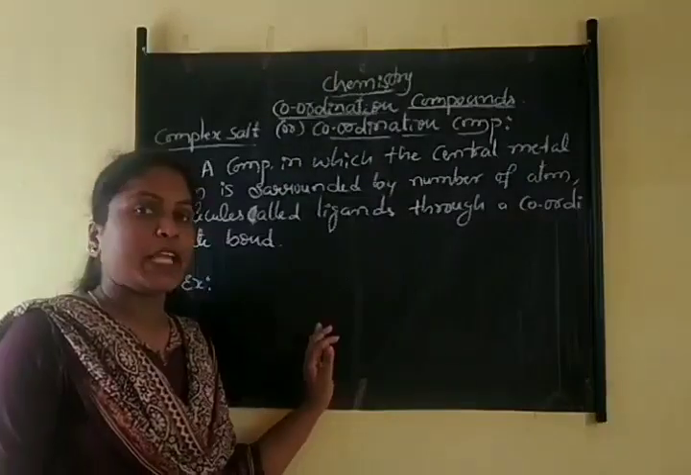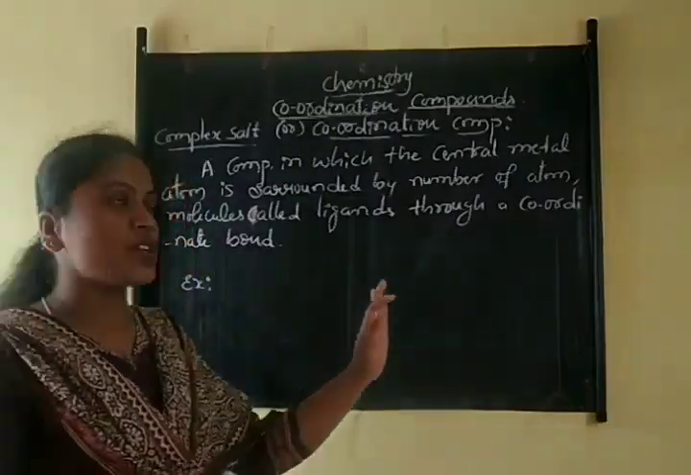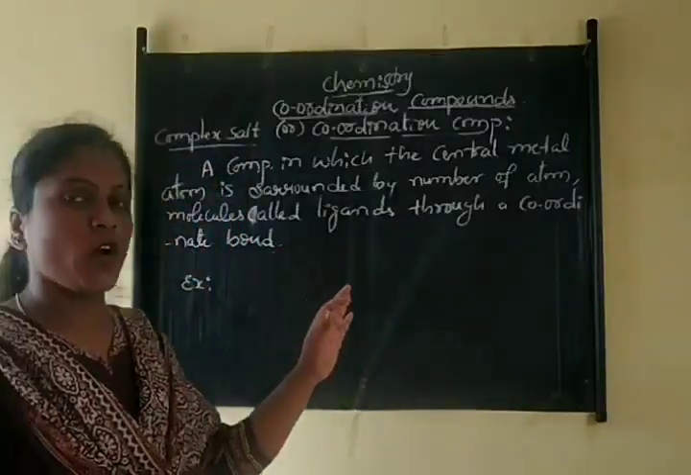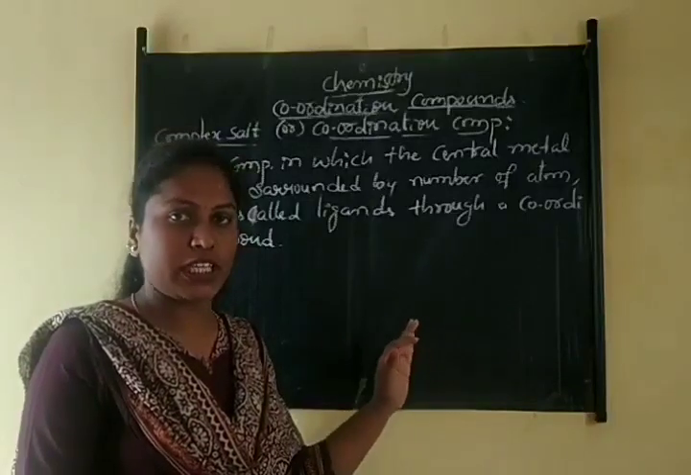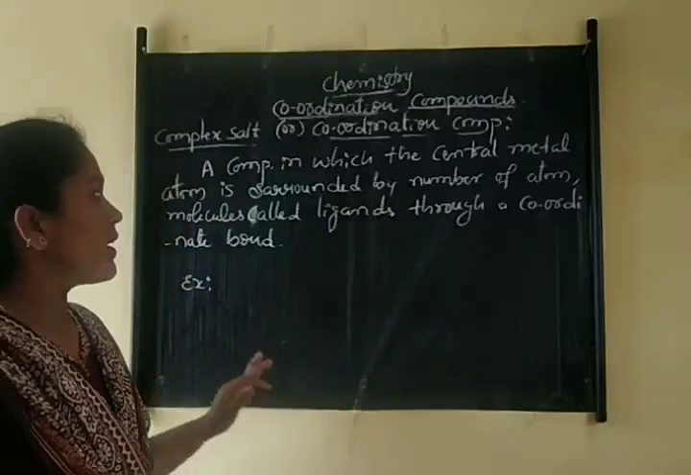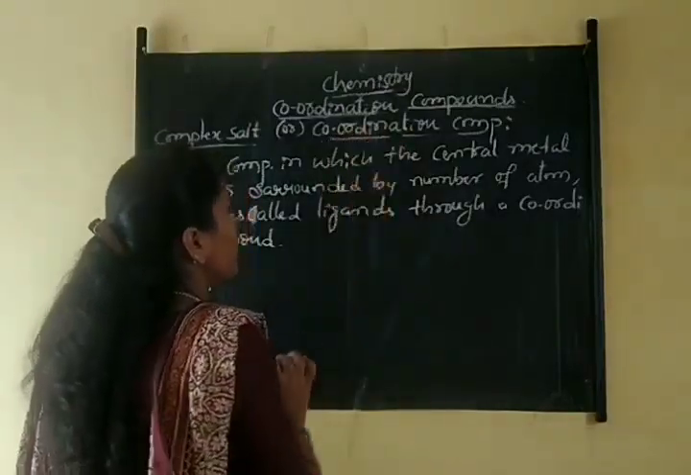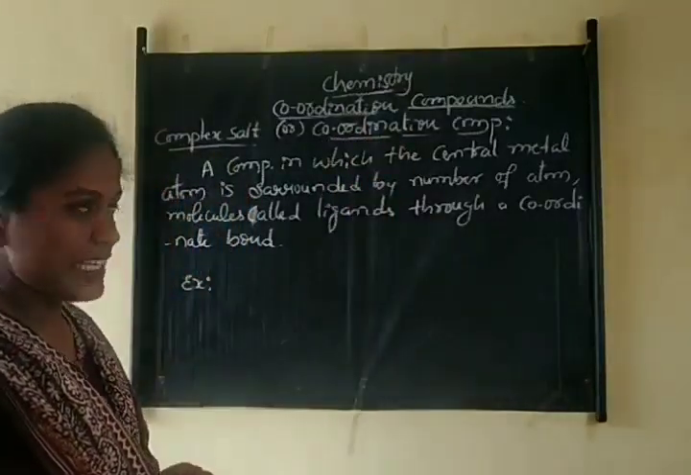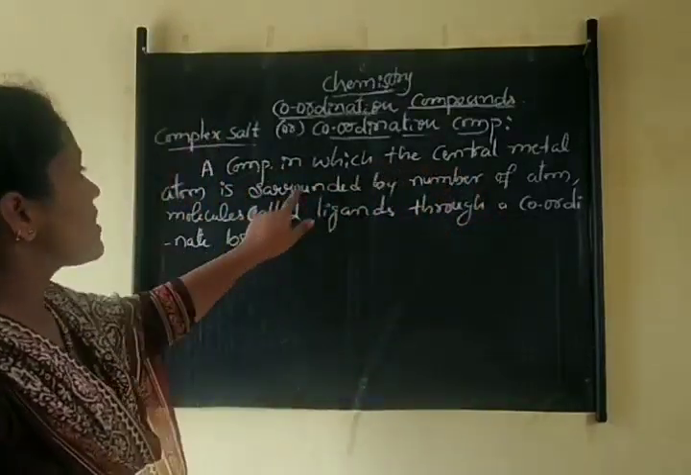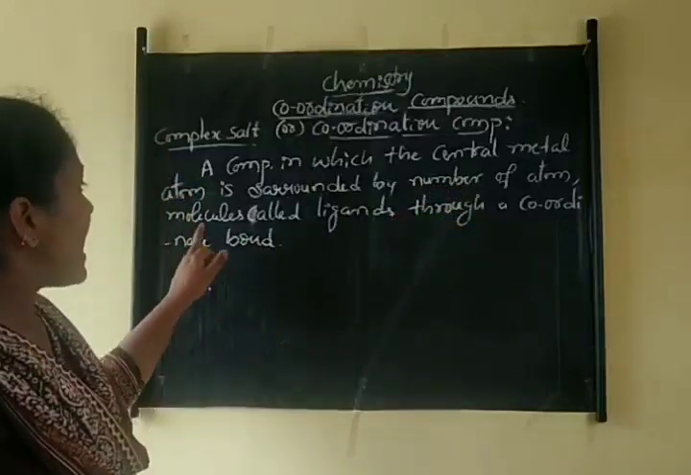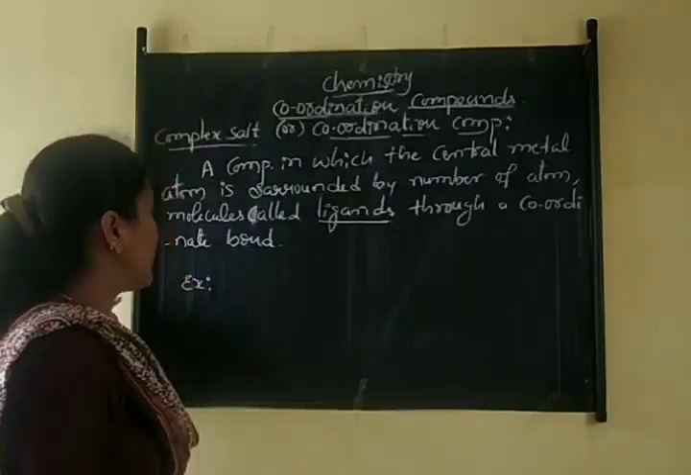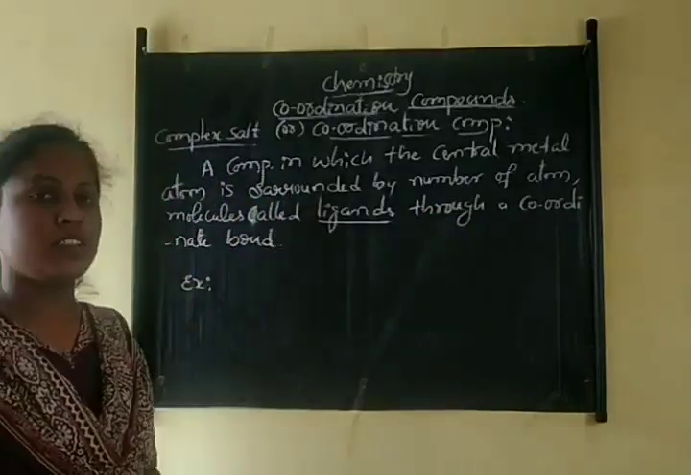So I said a complex salt is also called a coordination compound. These coordination compounds are stable both in solid and in aqueous state, isn't it? One more definition for a coordination compound is a compound in which the central metal atom is surrounded by a number of atoms or molecules called ligands through a coordinate bond.